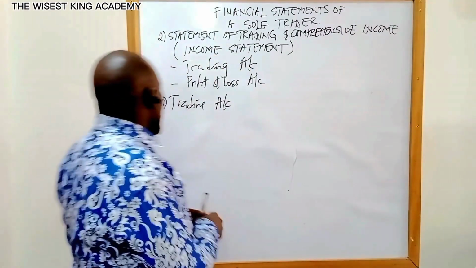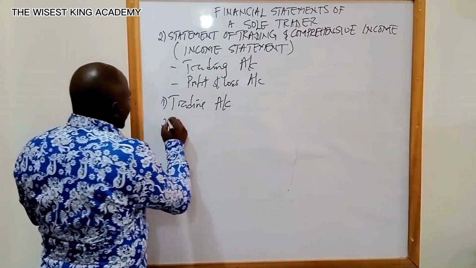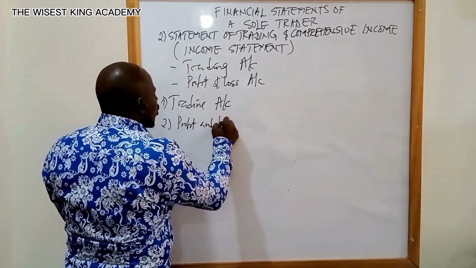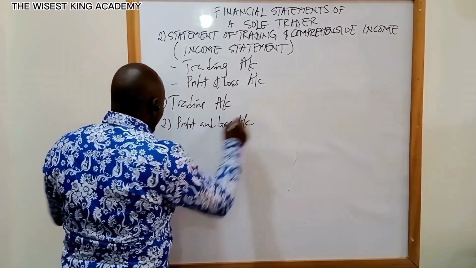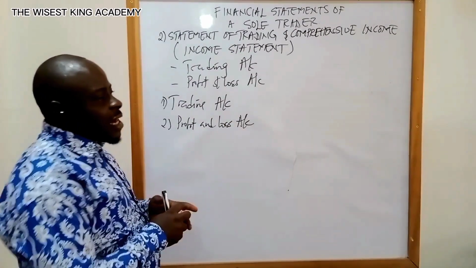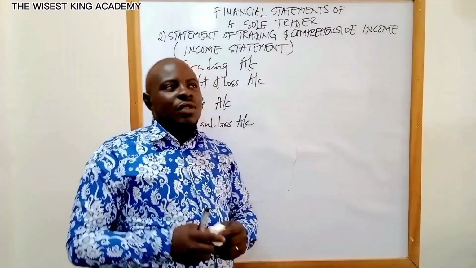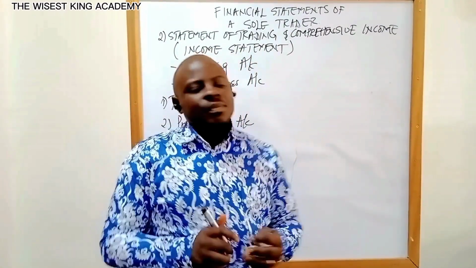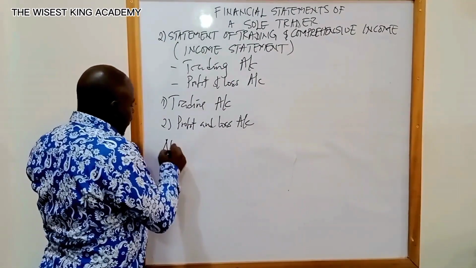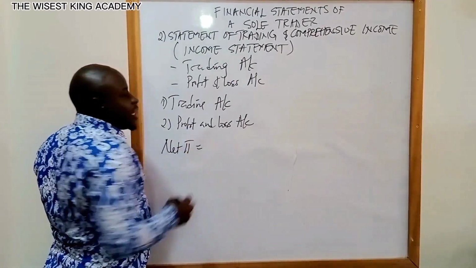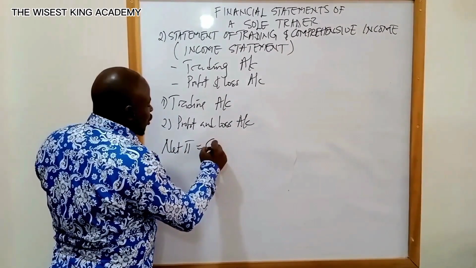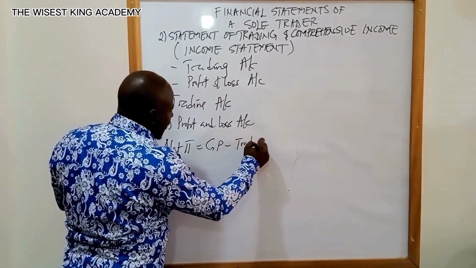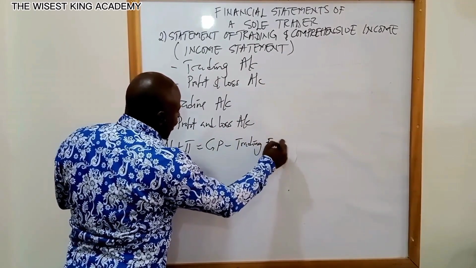Okay, now the second is the profit and loss account. The profit and loss account is that section of the income statement that determines the net profit. Net profit is actually the difference between the gross profit and trading expenses.